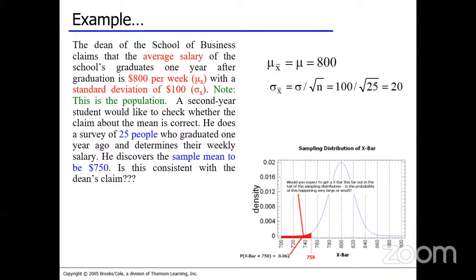So he did a survey. The second year student did a survey of 25 people who graduated 1 year ago, and determines that their weekly salary is $750. So is this consistent with the dean's claim?